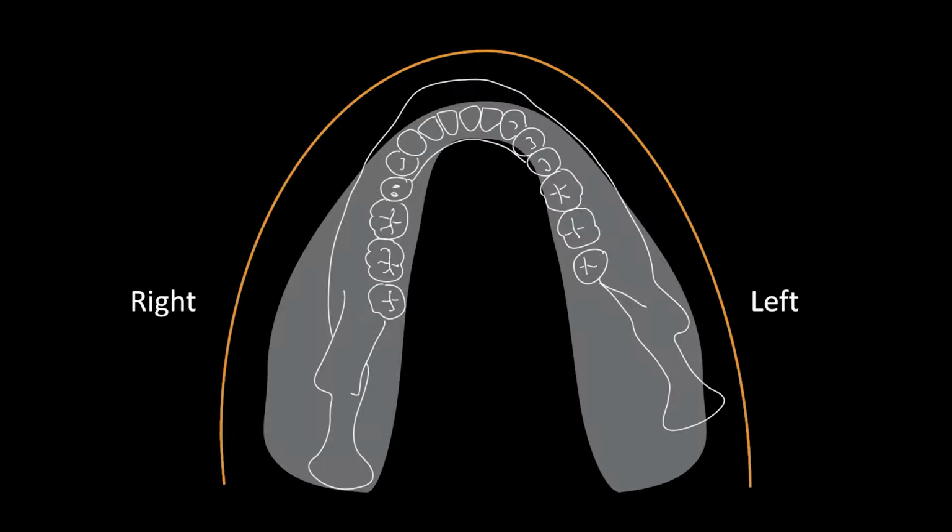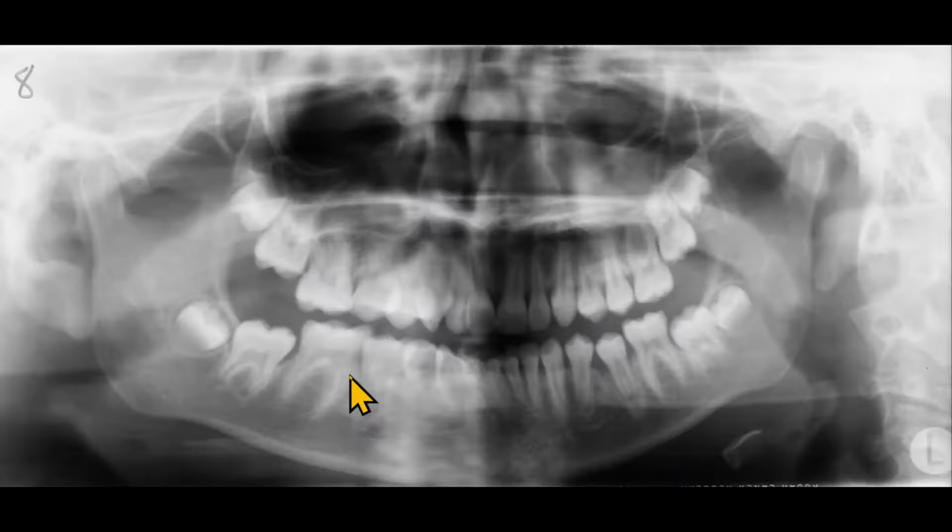The opposite may also happen. This time the left teeth are closer to the sensor, so the left teeth would be smaller, and the right teeth further away from the sensor would be wider. It's not only the teeth: the ramus of the left side is also closer to the sensor, so the left ramus would be smaller or narrower. The ramus on the right side, being further away, will be magnified and will be wide. On this radiograph, we can see that the right ramus is much wider than the left.